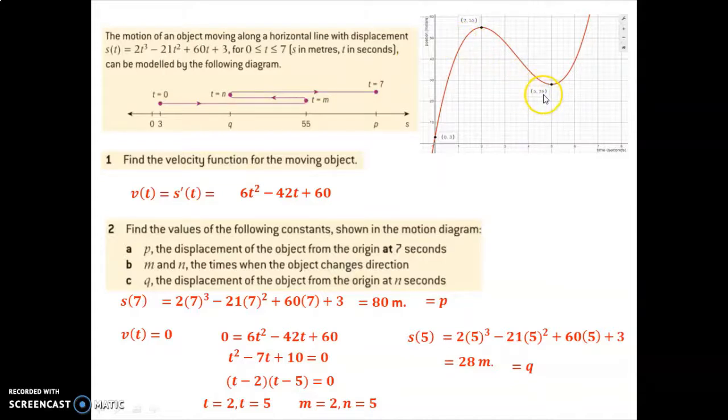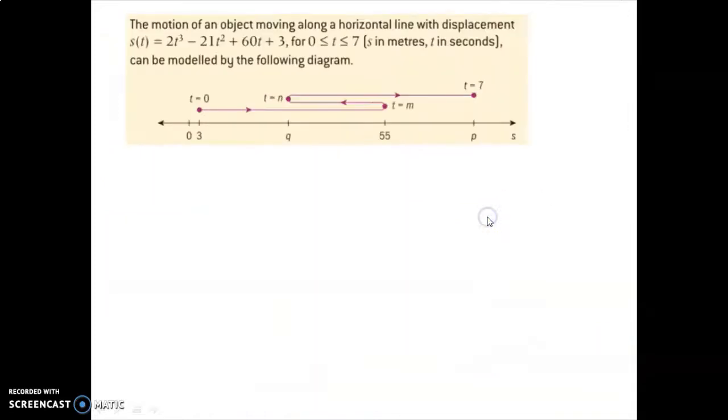We had at 5 seconds, it was 28 meters away from the beginning, which is the displacement, right? But that's not the distance the object has gone, because the distance is actually up here and then down to here. But the displacement is just from there to its current position, so 28. All right, great questions. Let's keep going.